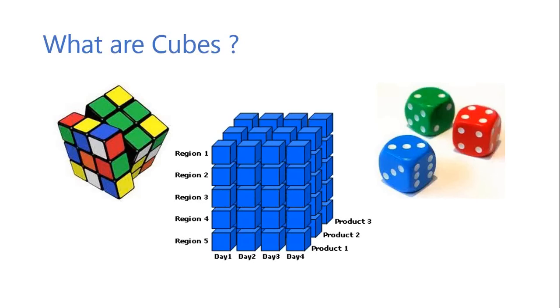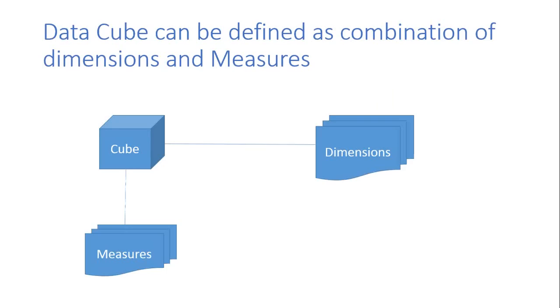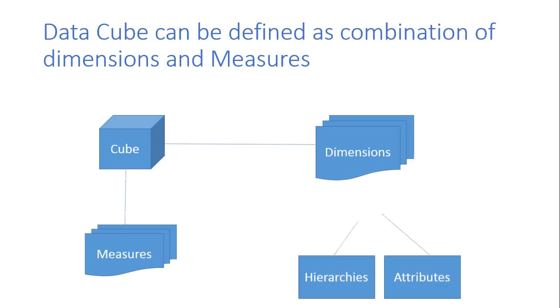In the cube that I am representing here, there are 3 products, 4 days, and 5 regions. So now a cube is something which has data and has multiple dimensions to it, because the tables that we are referring to in the relational engine were all 2-dimensional. Now, a data cube can be defined as a combination of dimensions and measures. So we've got dimensions, we've got measures. What are dimensions and what are measures?